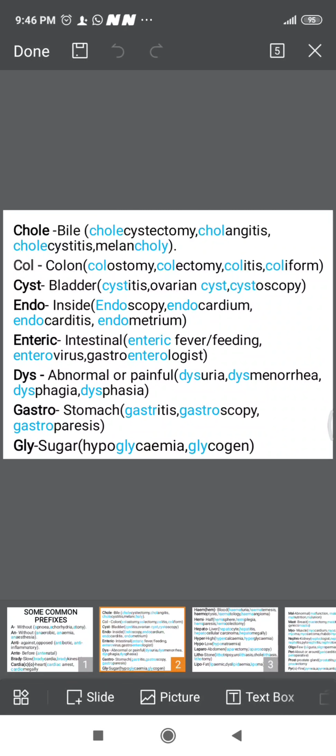Another prefix we have here is gastro, which stands for stomach. Example, gastritis, that is inflammation of the stomach. Gastroscopy, examination of the stomach. Gastroparesis, paresis here means weakness. Gastro, stomach, that is weakness of the stomach.